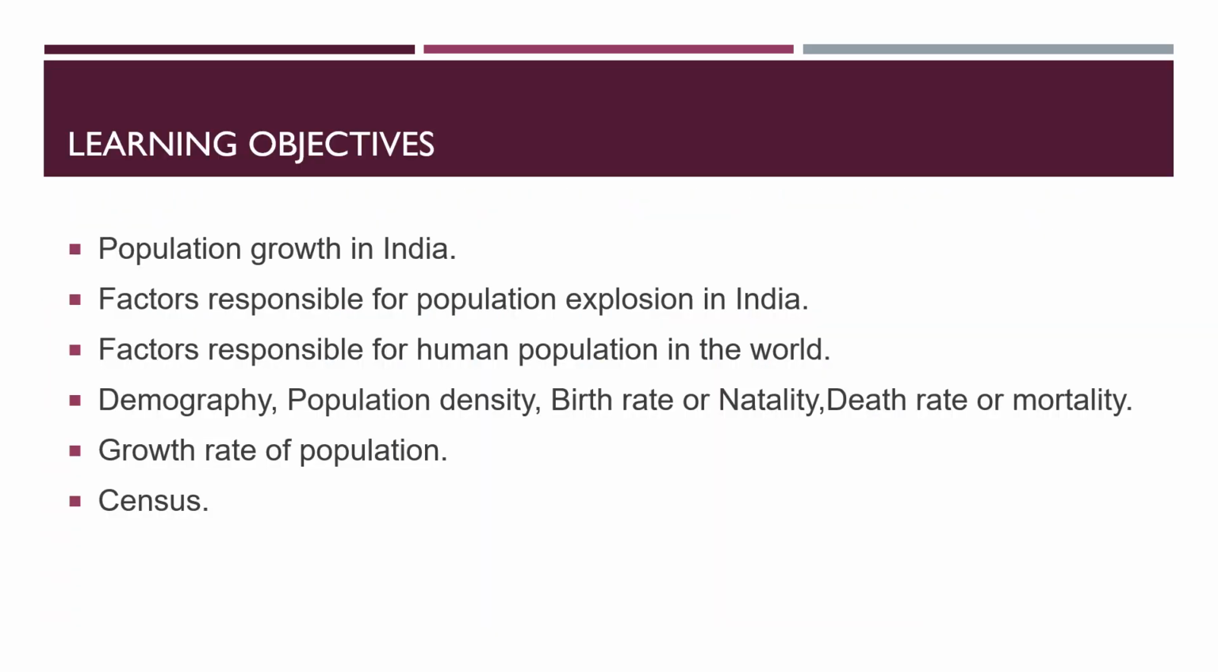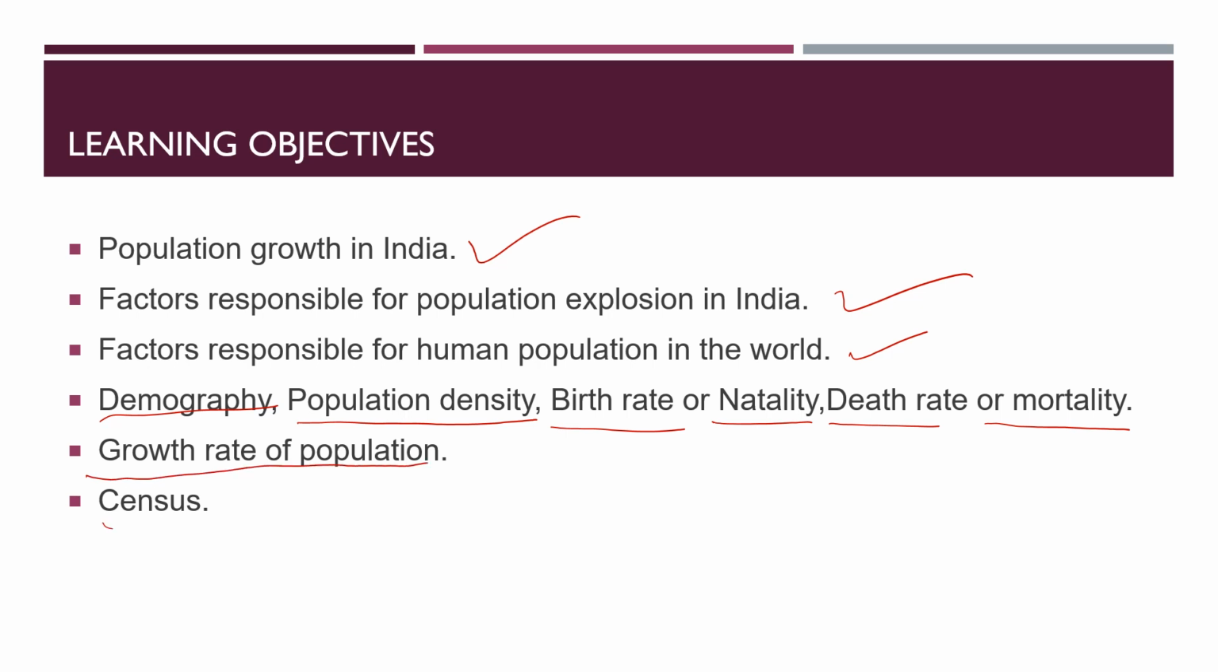So what are the learning objectives of today's lesson? By the end of learning today's lesson, we will know how population growth is happening in India. What is population growth in India? The factors which are responsible for population explosion in India, whereas the factors responsible for the population growth in the world. Now there are several important terms related to this population. What are those? That is demography, population density, birth rate or natality, and death rate or mortality. These are all new terms related to population, and we will be discussing each and every term in today's episode. Now we will discuss the growth rate of the population as well as the census.